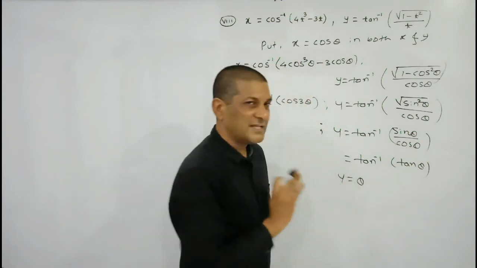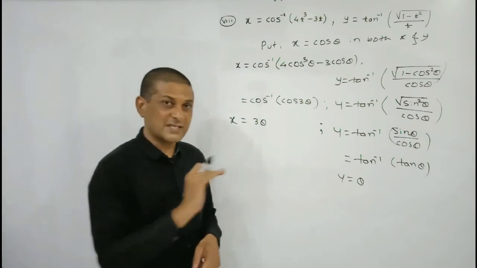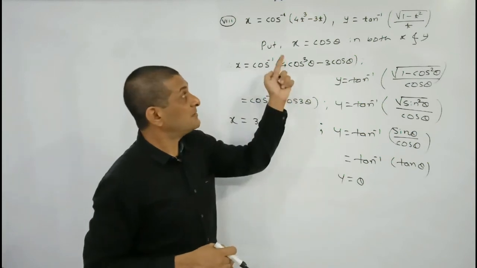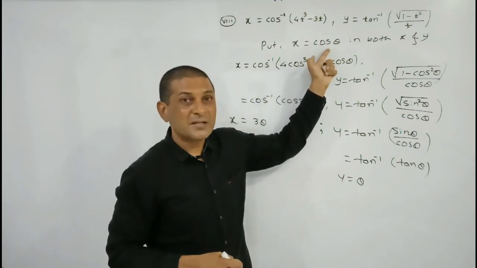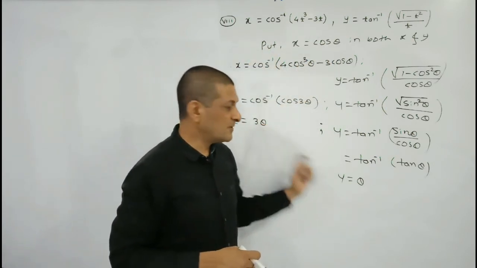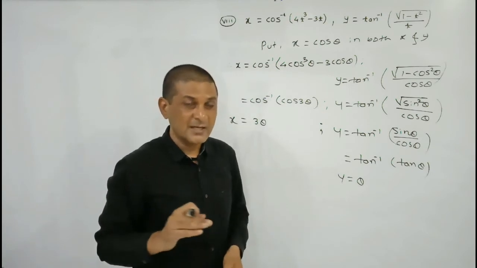So the value of y is known and x is also known, and here we can observe that the values of x and y both are in terms of what? Theta. So from here, what was our substitution? x is equal to cos theta implies that theta is equal to cos inverse of x. So here also the value of theta is cos inverse of x, and here also the value of theta is cos inverse of x, which means it is the same value.